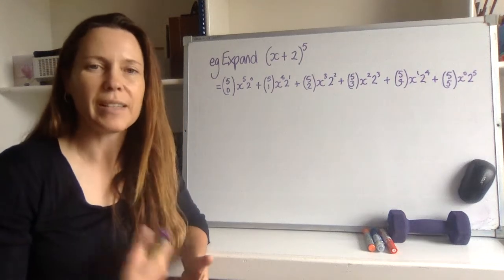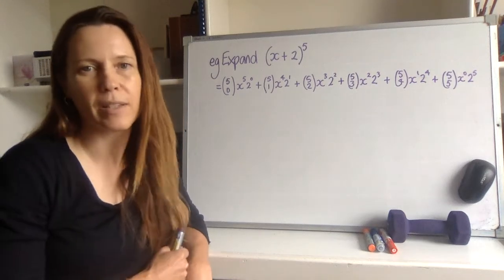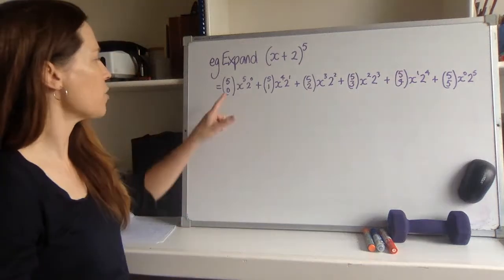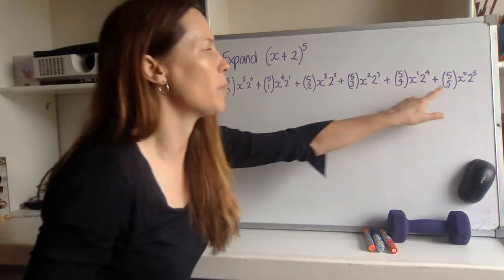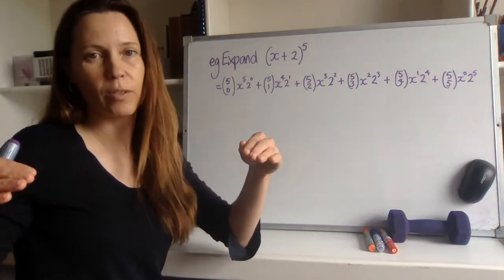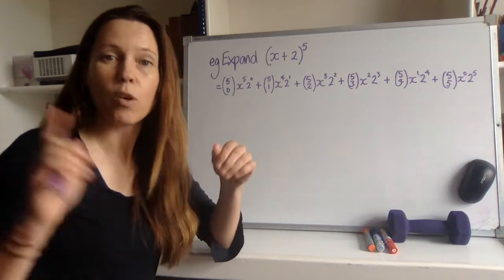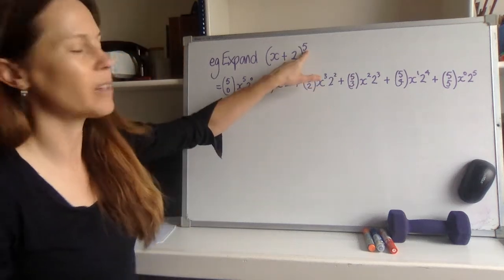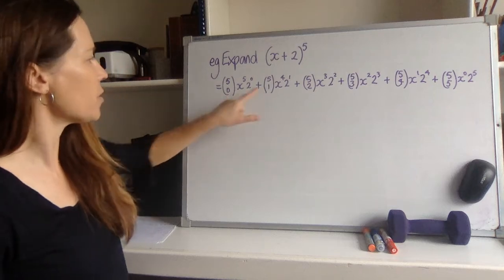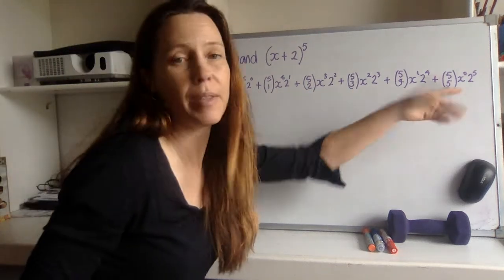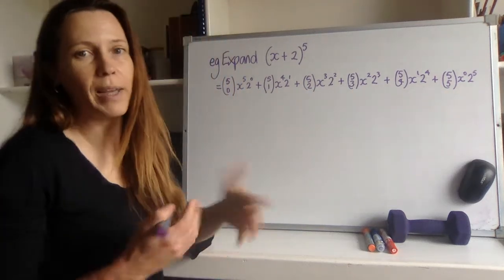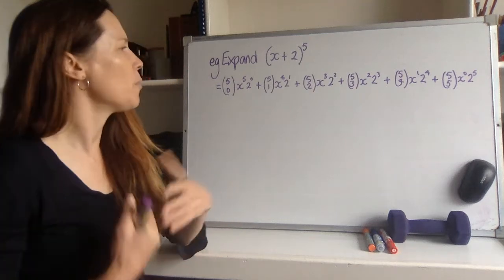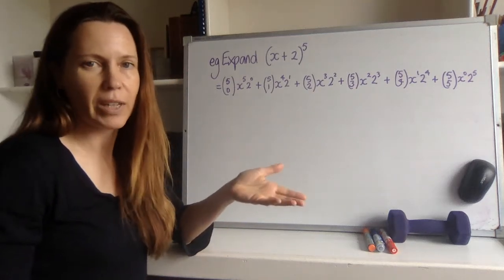Now an example, let's expand (x + 2) all raised to the power of 5. For each of the coefficients, I could use the numbers in the correct row of Pascal's triangle. I know it's the row that's going to start with 1, 5, because I'm raising to the power of 5. But I'm going to use my nCr numbers this time, just to show the way that we can use that general rule. I'm also going to write out every term really carefully.